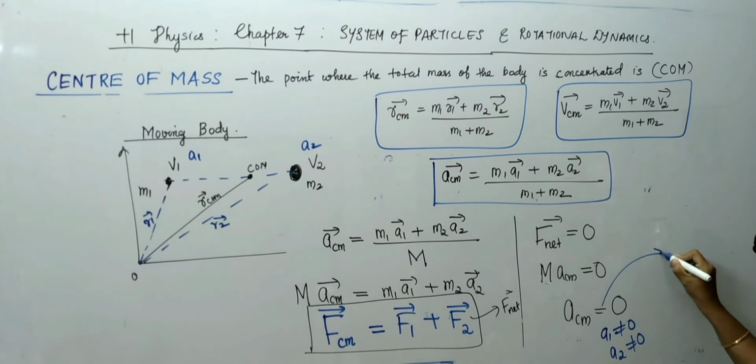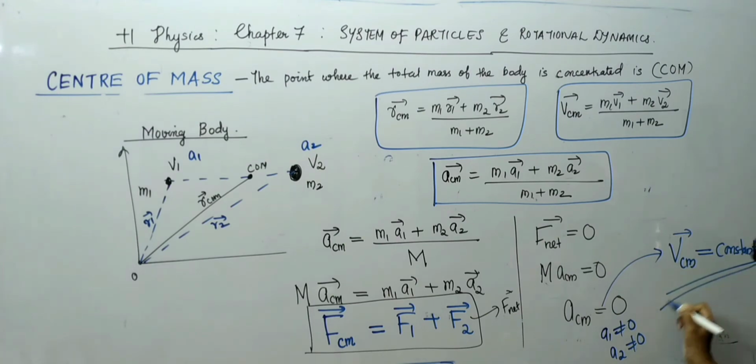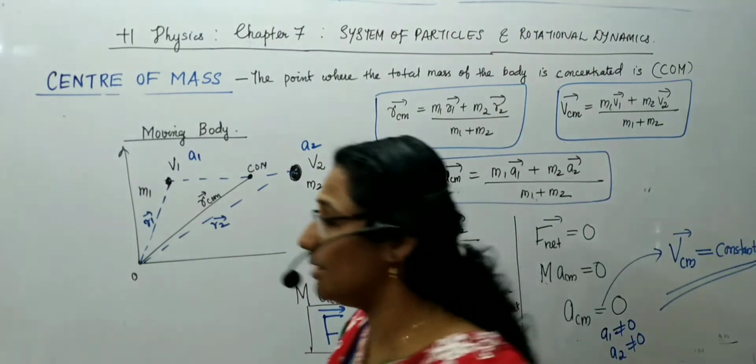And if the acceleration of the center of mass is 0, what about the velocity of the center of mass? Acceleration is zero, so the velocity is constant, in both magnitude and direction. Very important concept.